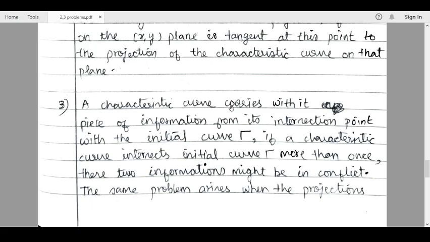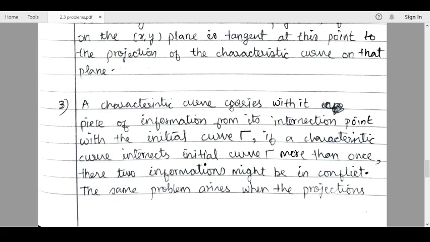Now, if the Jacobian is 0, then there are two possibilities. Either we will have no solution, or we will have an infinite number of solutions, which we will see in the next problems. So you have to remember that we are always checking the projection of the initial curve and the characteristic curves, and the characteristic curve should meet the initial curve only once. Otherwise, there will be some problem. Also, the projection of the characteristic curves should not intersect more than once.